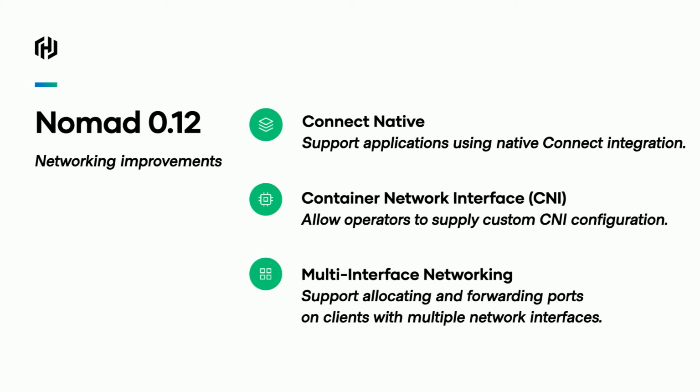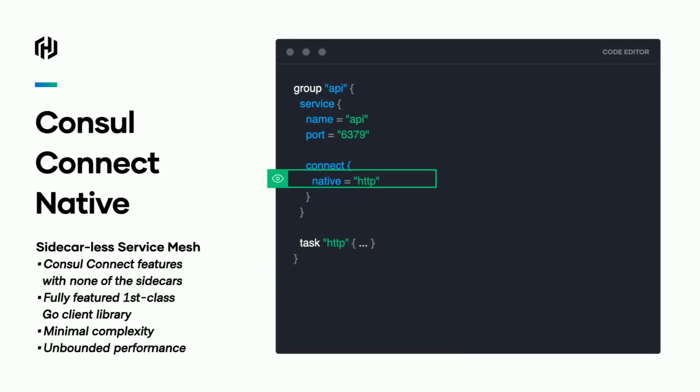This is letting applications join the service mesh natively in the application instead of using a sidecar proxy. Support for CNI, the container networking interface, allows further customization of that network namespace, how it's configured, how interfaces are added, and it can join other network technologies that are available. And then multi-interface networking, which supports port mapping and binding ports to multiple host interfaces as opposed to just one default one. So let's jump through each of these a little bit.